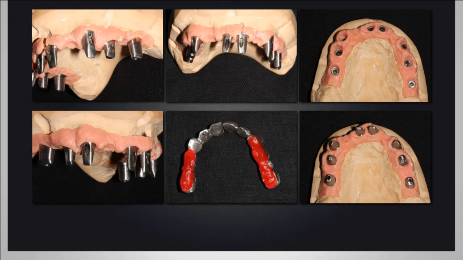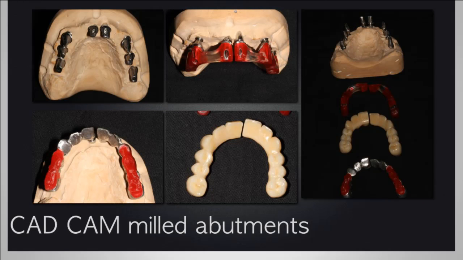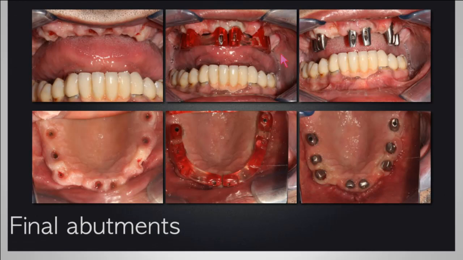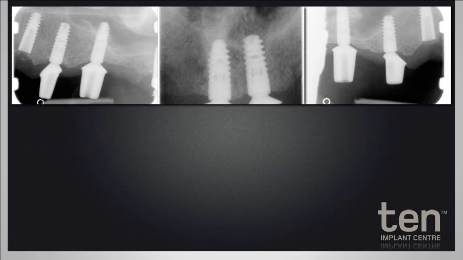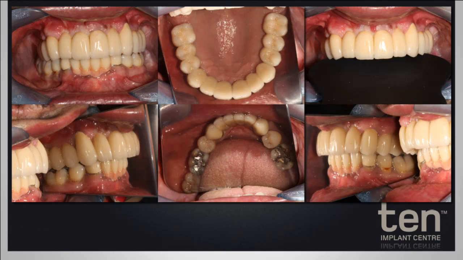Having used this provisional restoration, we now have selected some abutments, and with the abutments, we have then gone through the fabrication of provisional and then final bridges. So these are the provisional bridges. These are CAD/CAM milled abutments that we've used in this case. And having used those, we've been able to restore the patient using 4 separate bridges and 8 implants. And the final result that we've been able to get for the patient looks something like this.